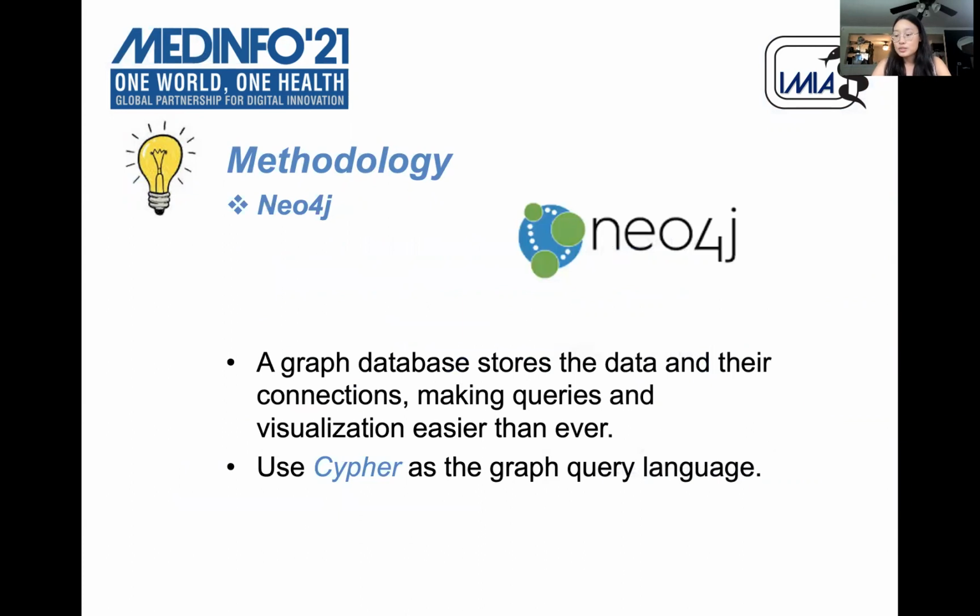A very important tool must be introduced here to combine the two knowledge bases, called Neo4j. Neo4j is a graph database. It stores the data and their connections, making queries and visualization easier than ever. It has a special language called Cypher for querying and building the graph. But you can also install some packages to make other languages like Python or Java compatible with Neo4j.